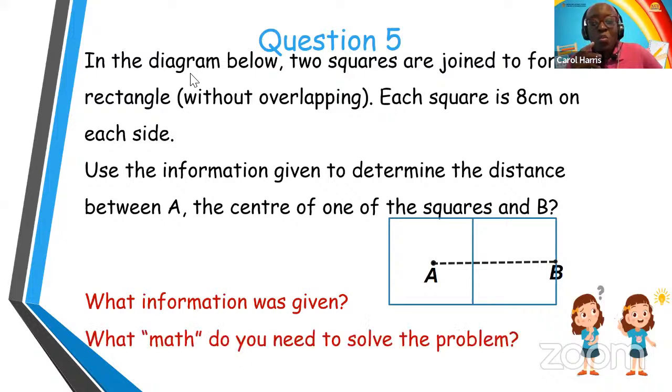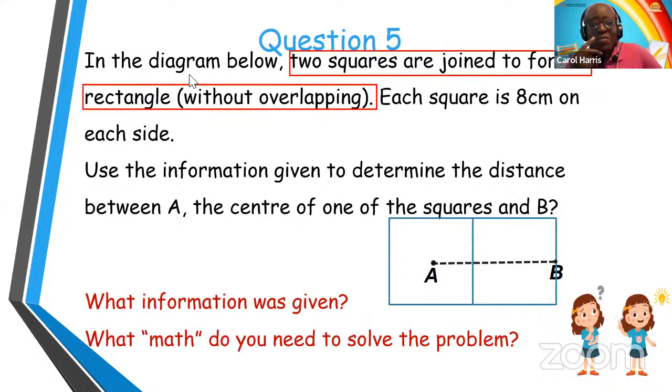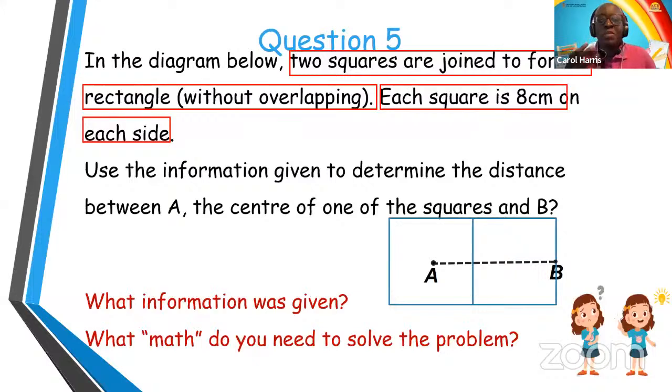Now, where is A? That's something else that's given. A is where? In the center of the left square. All right. So we want to look at what is given. What math will I need now? They've told me about the shapes. It's a square. They've told me the length of the square, but I need to know something. What math do you think you need to know in order to answer this question?